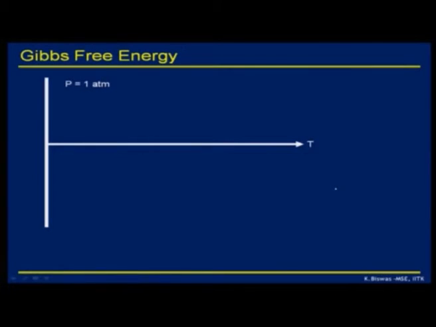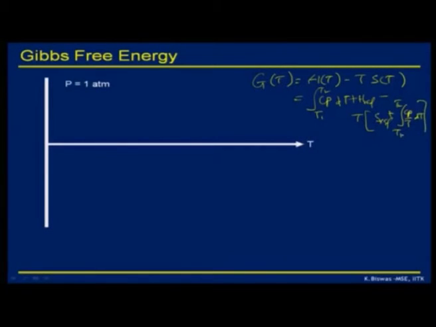Now, therefore G as a function of temperature is nothing but H as a function of temperature minus TS. That is what I have given, and I told you that H is nothing but the integral of Cp dT from T1 to T2 plus H reference. Similarly, S is S reference plus the integral of Cp by T dT from T1 to T2, right. So very easily I can calculate this.